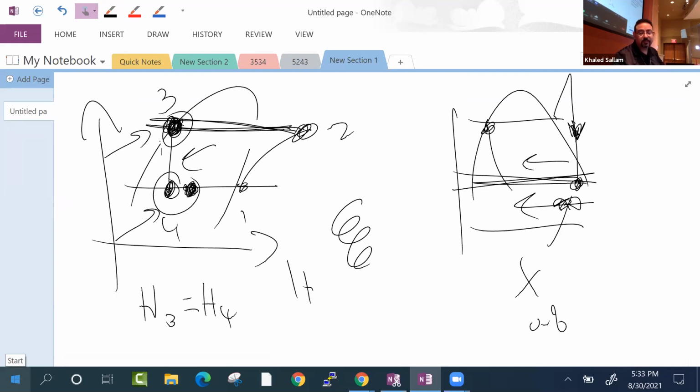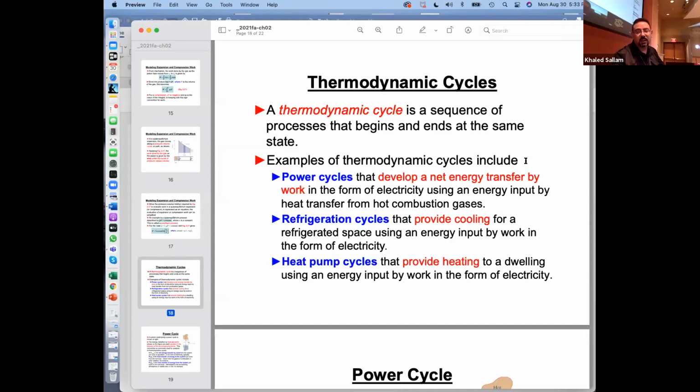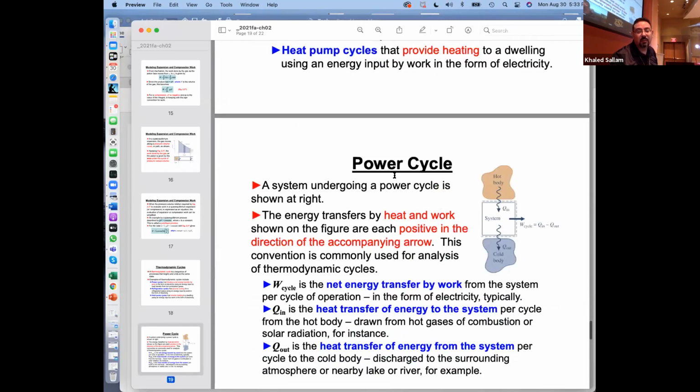So that is the vapor compression cycle. So now let's look at the lecture notes and see what the equation is in the book. All right.